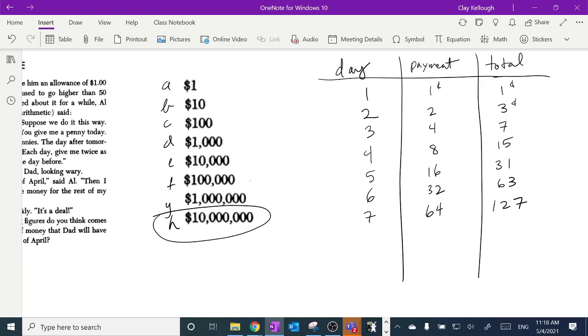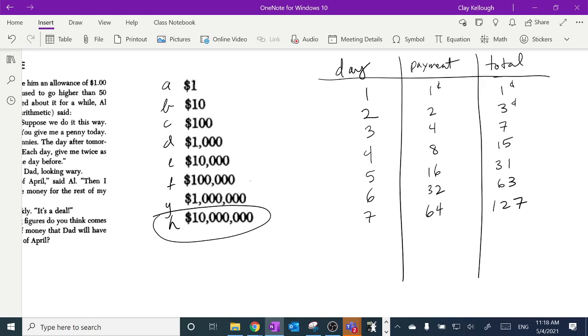Are you sure you want to get to 10 million here? We're a week into the month. There's only 4 weeks, you know. And he's only getting $1.27 so far. This looks like a real good deal for Dad right now. It's going to turn on him real fast.